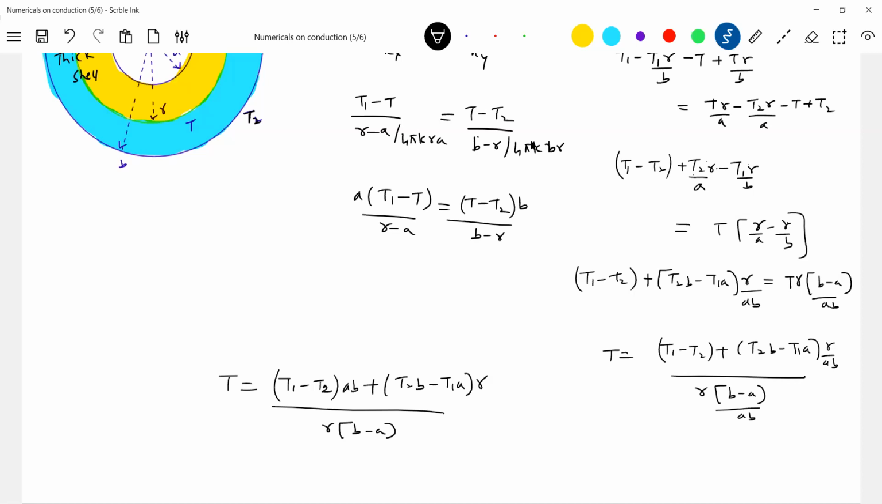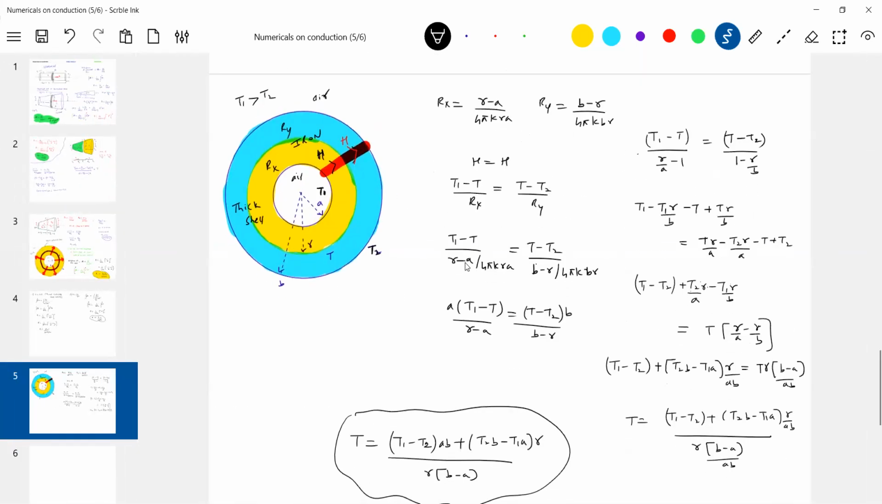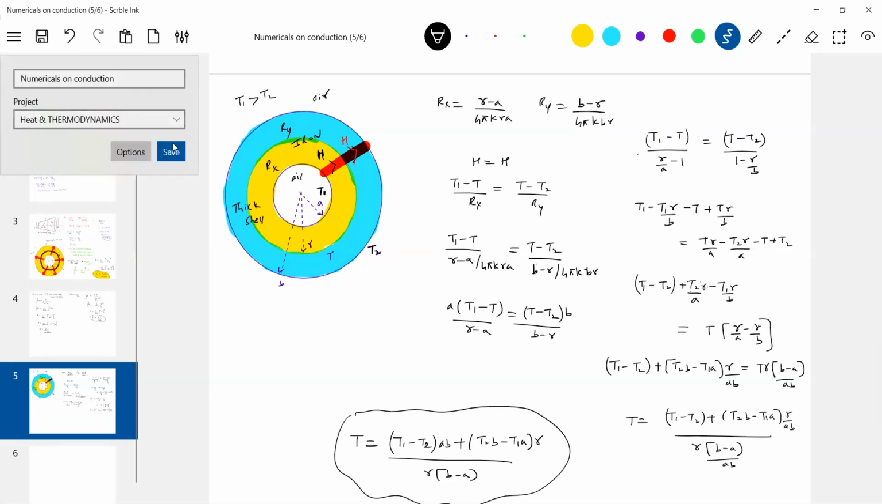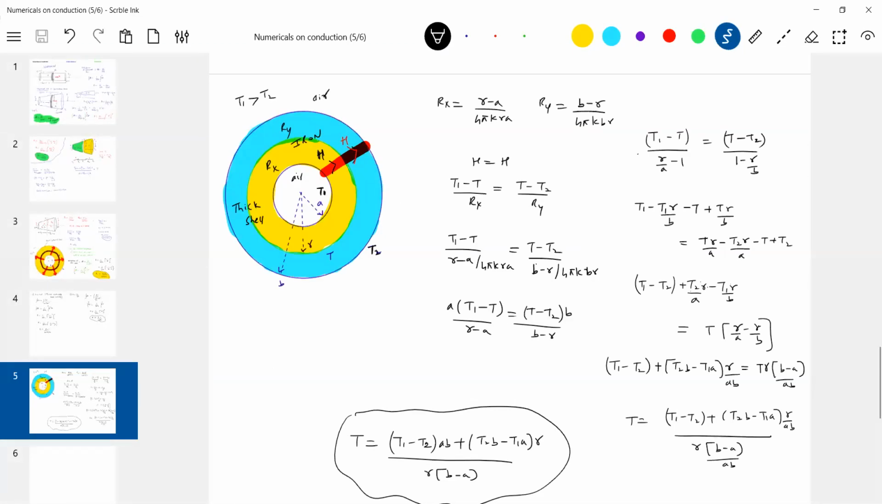The expression for temperature at a radial distance r. Similarly, if I ask you the same question, inner surface at 100, outer surface at 50 degrees, what is the temperature at the midpoint? The same procedure, just what we studied. It is purely math based. You must be very good in that integration. That's all, nothing else is there. K can be variable, K can be uniform. Here we took K to be uniform.